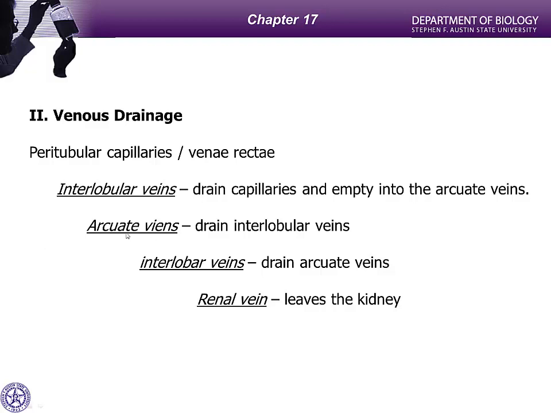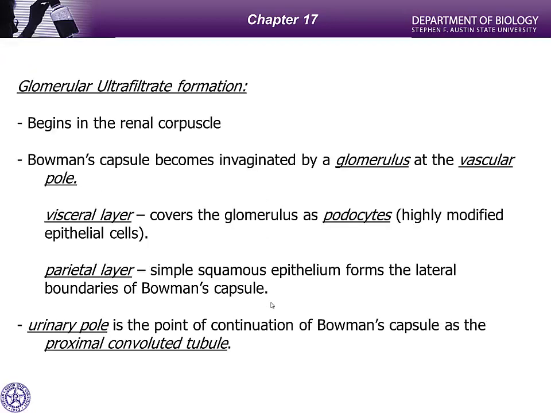Interlobular veins, these go to the arcuate veins. Interlobar veins, renal vein, and then back to the vena cava. So we have gotten blood to, and now we have gotten blood away from the kidney. So that's our vascular flow of blood. Now, what are we going to do with this blood?